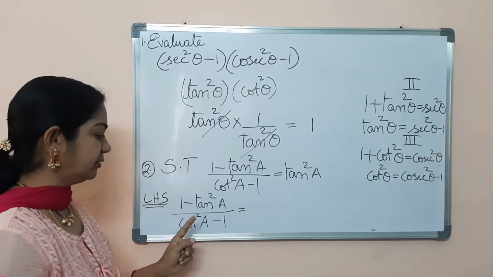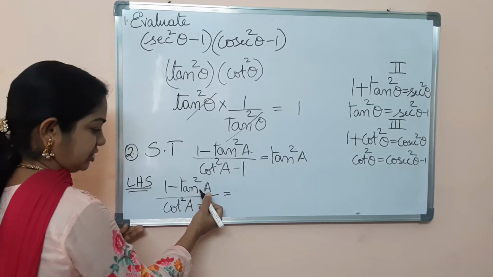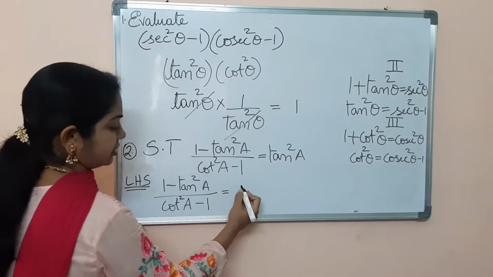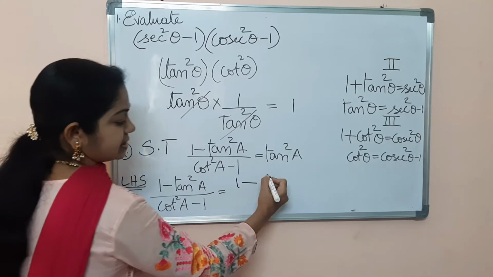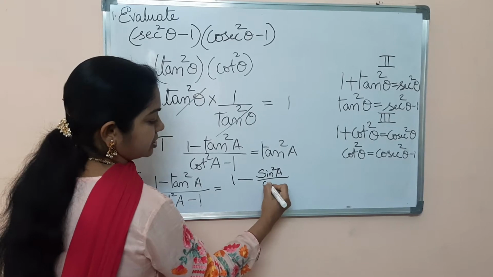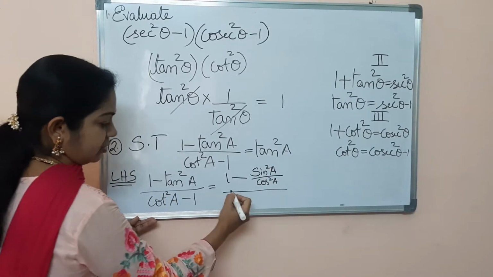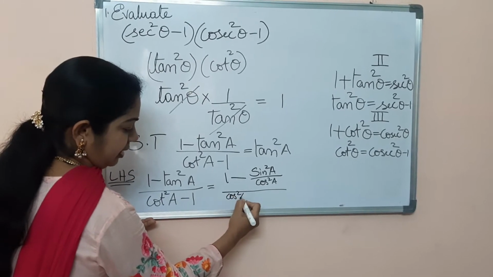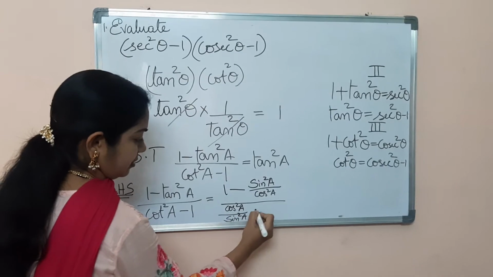So here we are not going to use the identities, but simply I'll change the tan function and the cot function into sine and cos functions. Tan square A is sine square A by cos square A. Again, here cot square A means cos square A by sine square A, minus 1.